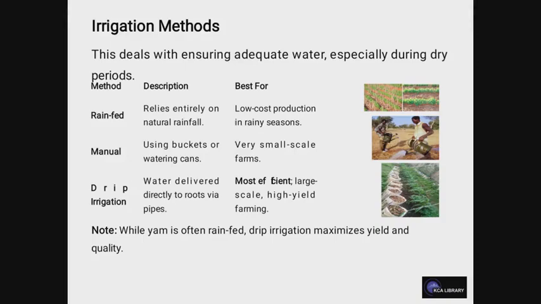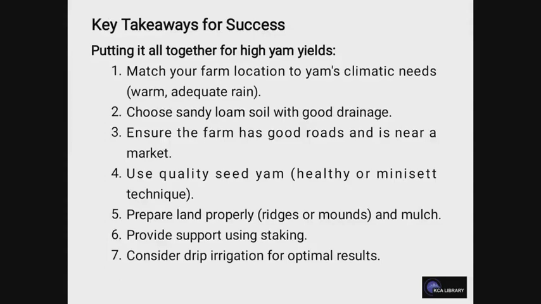And we have the drip irrigation, where water is delivered directly to the root via pipes. It's the most efficient, and it's used for large scale farming and also for high yield farming. While yam is often rain-fed, drip irrigation maximizes yield and also quality. So it is important to note that.